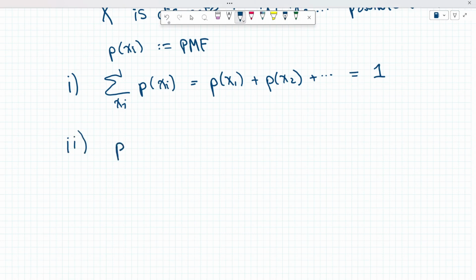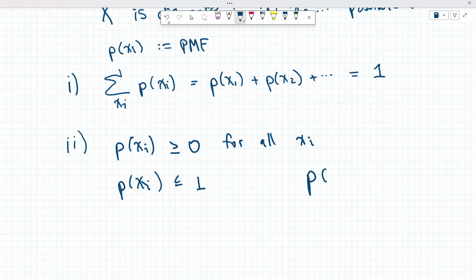Our second condition is that our probabilities have to be greater than 0 for all of our xi, and then similarly they have to be less than or equal to 1. So we can write this together. We can have our P of xi, it has to be less than or equal to 1, greater than or equal to 0. So we have this constraint on our probability mass function.